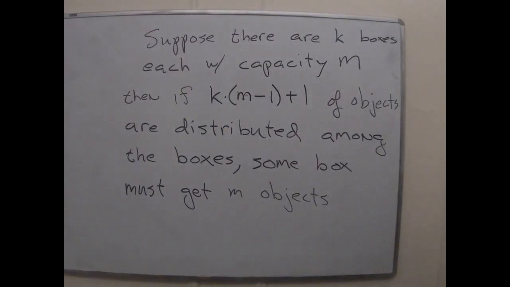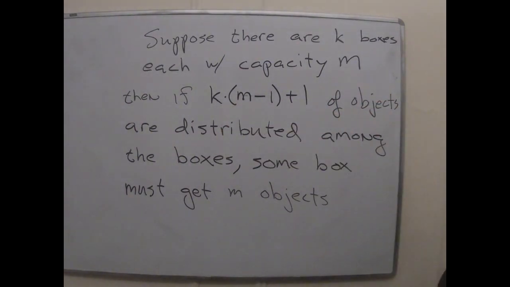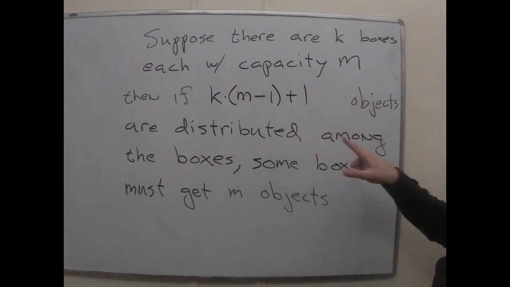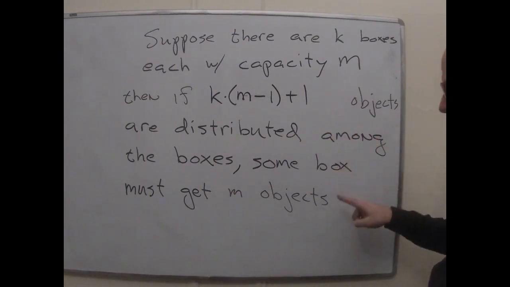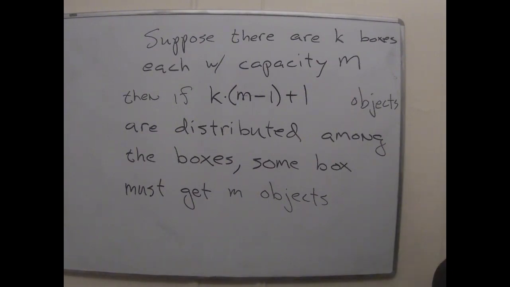I think I just want to read through that whole thing one last time. Suppose there are k boxes, each with capacity m. Then if k times (m minus 1) plus 1 objects are distributed among the boxes, some box must get m objects. In other words, it's at its capacity. So that's it for today.